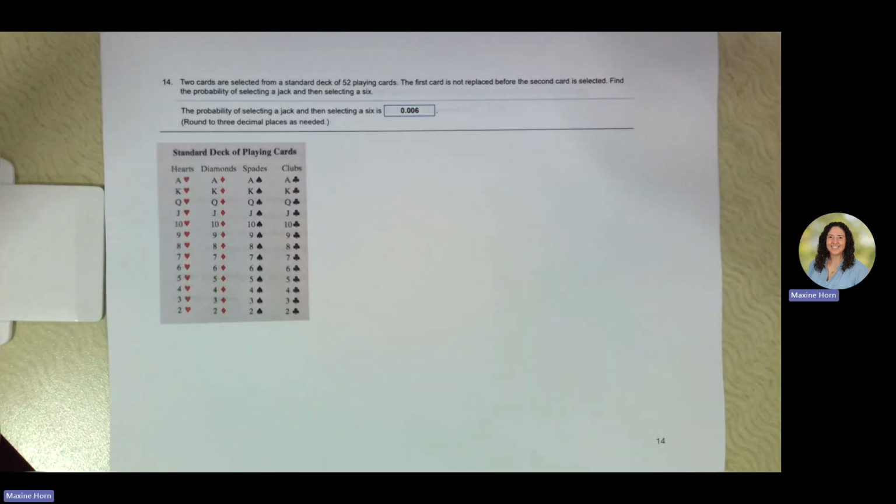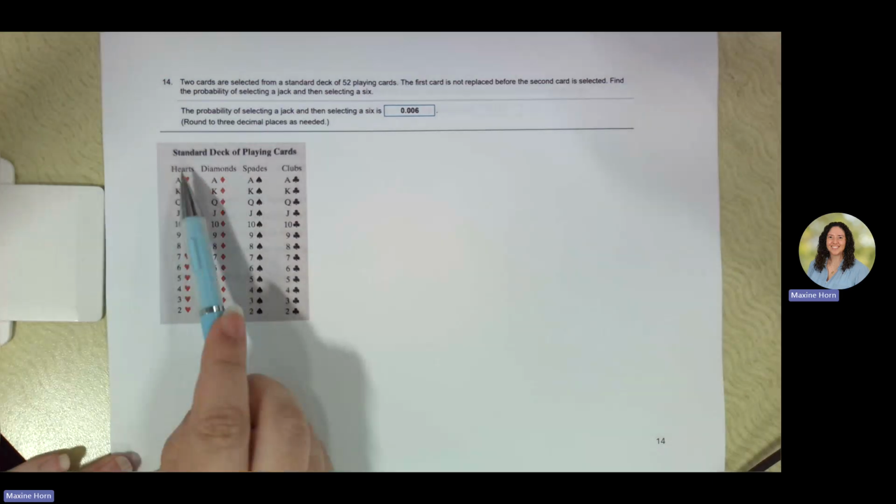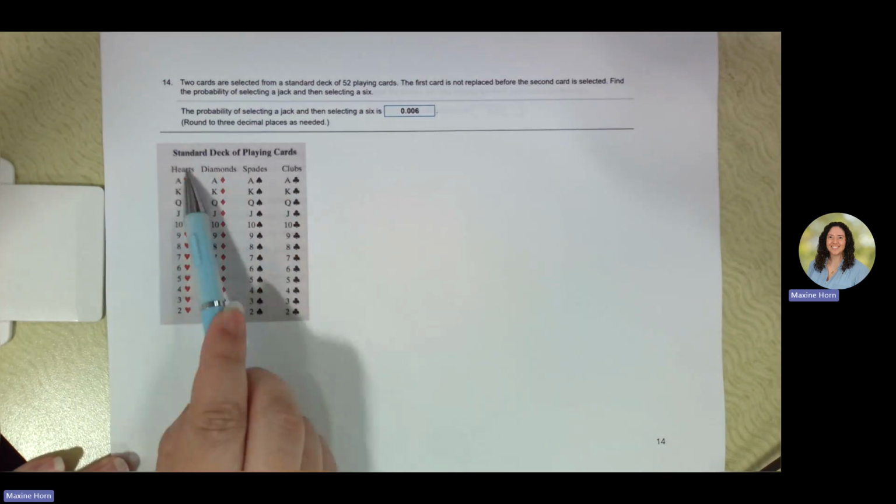Okay, 2 cards are selected from a standard deck of 52 playing cards. The first card is not replaced before the second card is selected. Find the probability of selecting a jack and then selecting a 6. Okay, so a lot of people are not actually super familiar with a deck of cards and what they're made up of. So on page 134 of your textbook, it has this little diagram. Also, you can just Google things like this and it'll show you like what makes up a deck of cards. So quick overview here. We have 4 different suits. Hearts and diamonds are red. Spades and clubs are black.